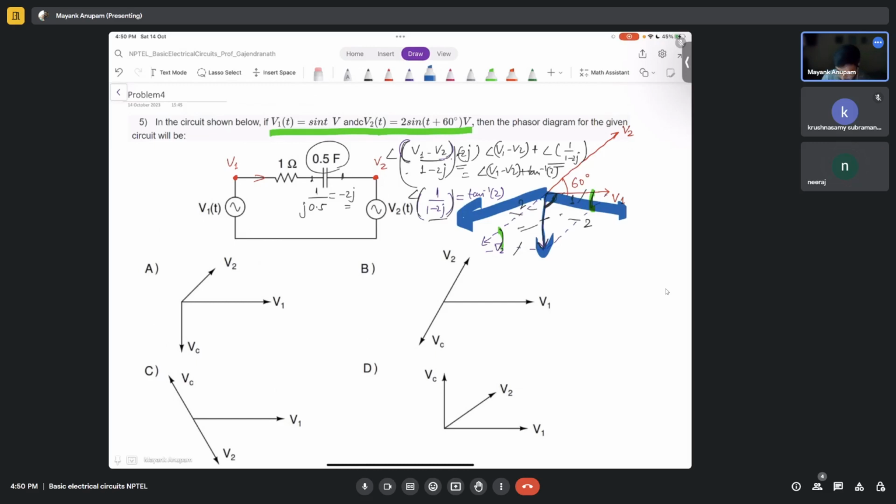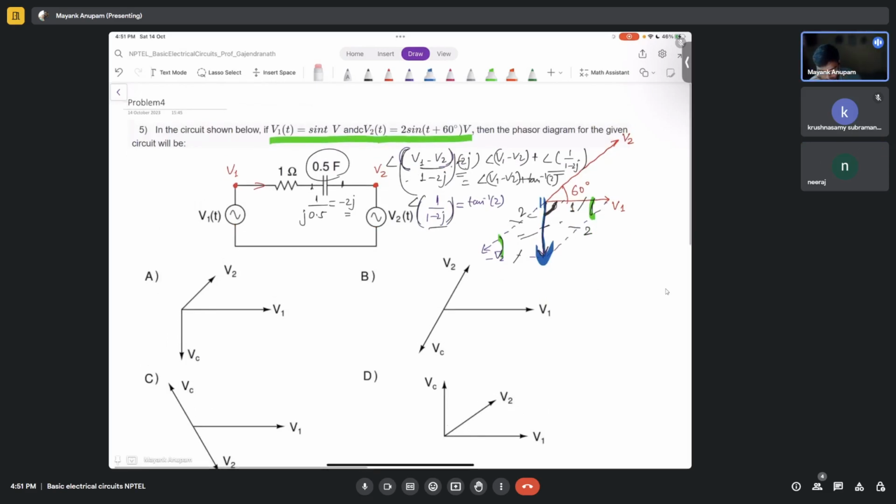So what is the final verdict in that case? Where is VC? In that case, either option A or option B is correct. And that you can simply find out by putting the numbers. What is the exact angle? But you understand the idea here, right? If you put the numbers, you will get the exact angle where it will be. So I guess that is okay, right?